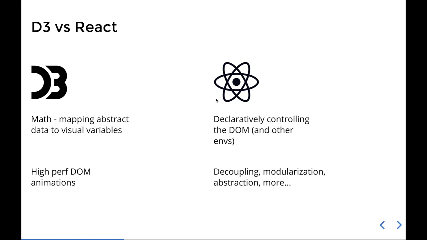So let's firstly look at what D3 and React actually are and what they're good at. D3 is multiple things, but in my opinion, where D3 really shines is when taking abstract data and mapping it to the visual realm. If you let D3 interact with the DOM, then you're limited to only visualizing data in the browser. You can't do server-side rendering. You can't use it in React Native, for example, or in a native mobile environment. But it is very good at doing high-performance animations in the DOM.